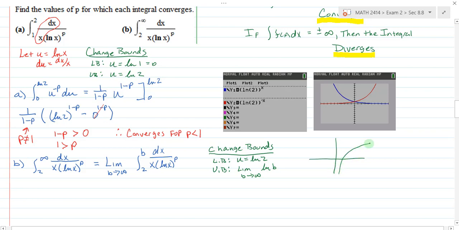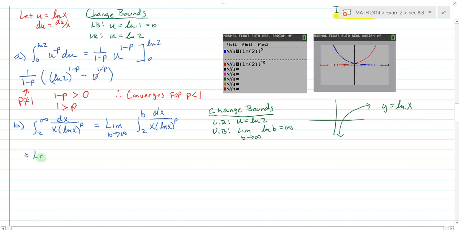Well, as b goes to infinity, think about the graph of a natural log function. The natural log function looks like this, and as that argument is going to infinity, what is the graph of y equals ln x approaching? As x's get bigger, the y's are getting bigger. They're going off to infinity as well. That means that I can rewrite this integral as the limit as b approaches infinity of the integral from the natural log 2 to b of u raised to the negative p du.